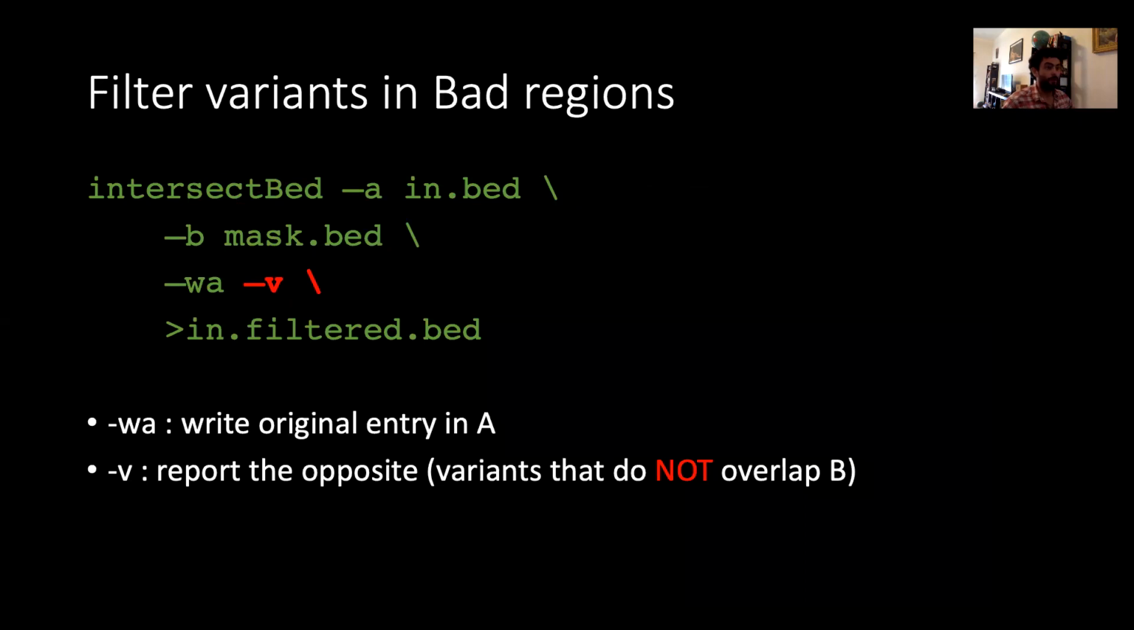Okay, so now we're going to show you a practical example of using this intersect command, and we're going to filter variants in bad regions. So this is the basic structure, and this -v option is what I mentioned before. It's similar to the grep one. Basically, we're going to do the opposite of what we tell bedtools to do.